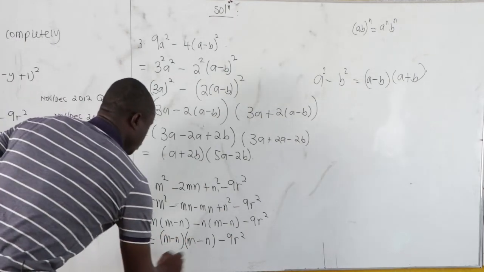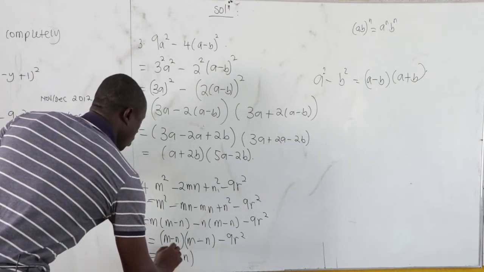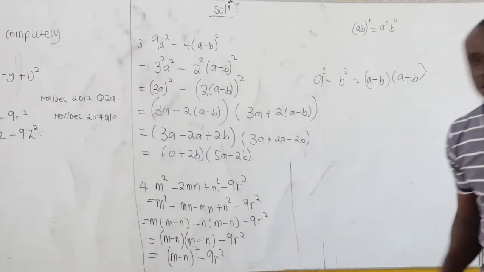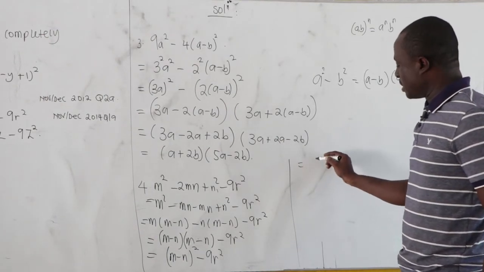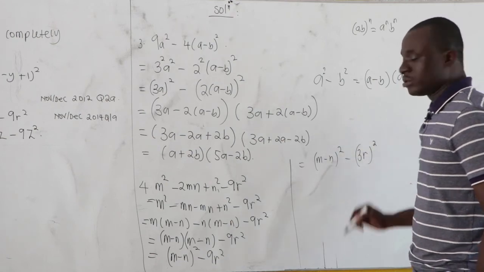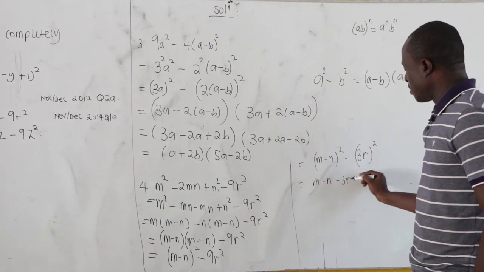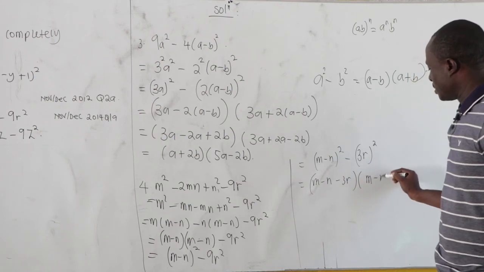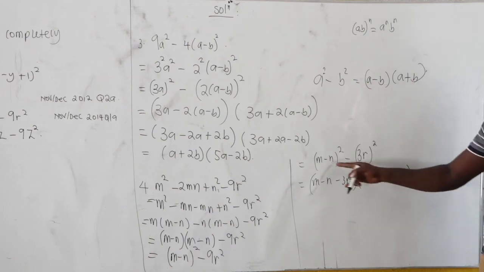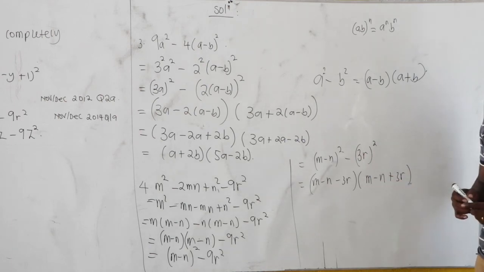m minus n times m minus n, this is just (m minus n) all squared minus 9r squared. And here clearly we are getting difference of 2 squares. So we can write this as (m minus n) all squared minus (3r) all squared. Difference of 2 squares. And this is just (m minus n minus 3r)(m minus n plus 3r). If you have a squared minus b squared, that is (a minus b)(a plus b). So a minus b, that's what we have here, and then a plus b. That is what we have also here.